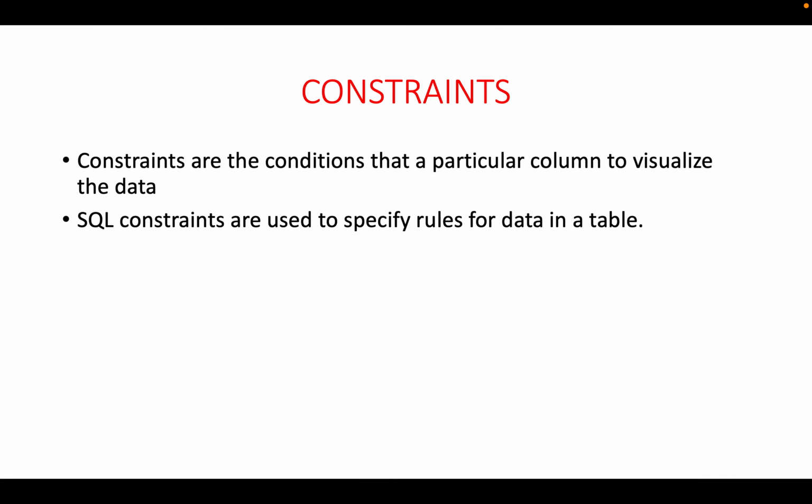So what is a constraint? Constraints are conditions applied to a particular column to validate the data. SQL constraints are used to specify rules for data in a table. It's very simple. We already discussed data types, which identify what kind of data. Constraints are similar to data types, but here we are applying some specific rules.